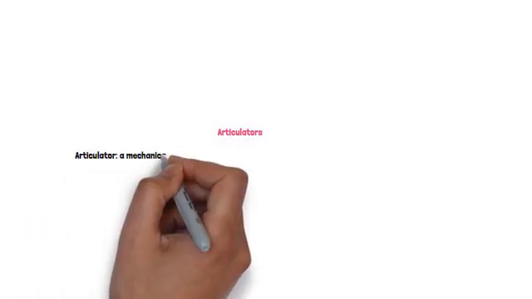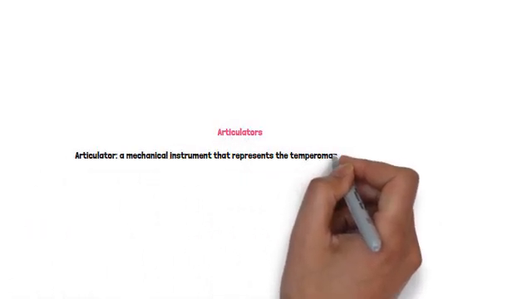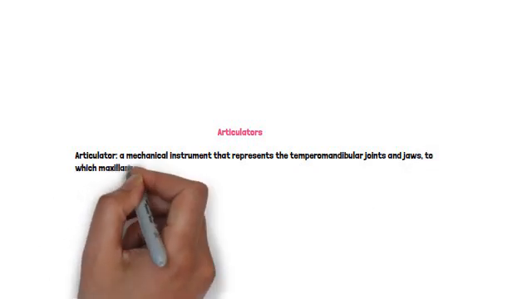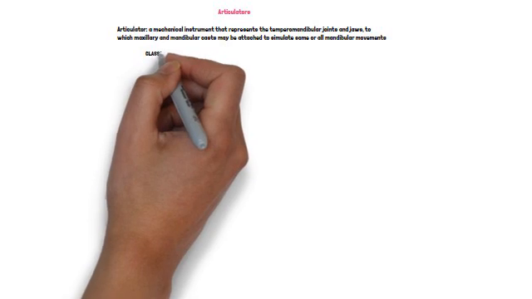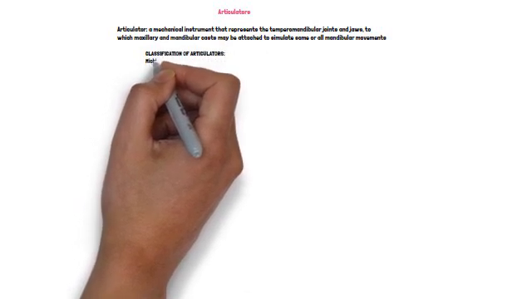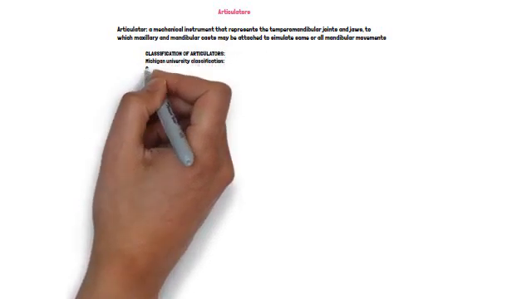Articulator: a mechanical instrument that represents the temporomandibular joints and jaws, to which maxillary and mandibular casts may be attached to simulate some or all mandibular movements. Classification of articulators: Michigan University classification.